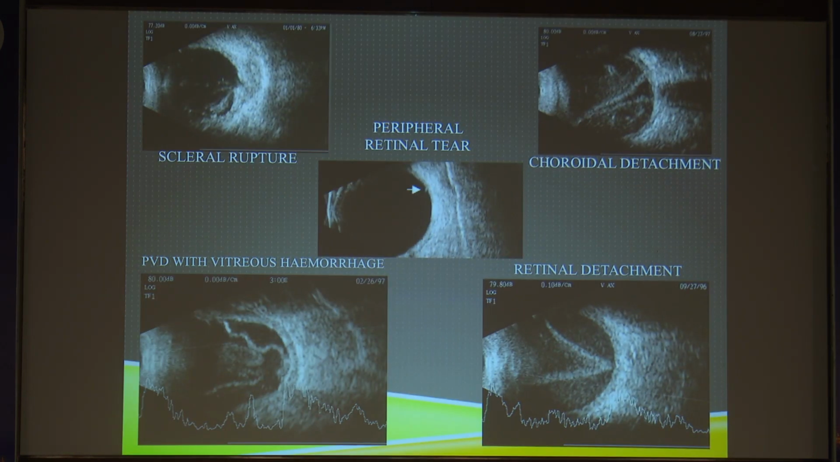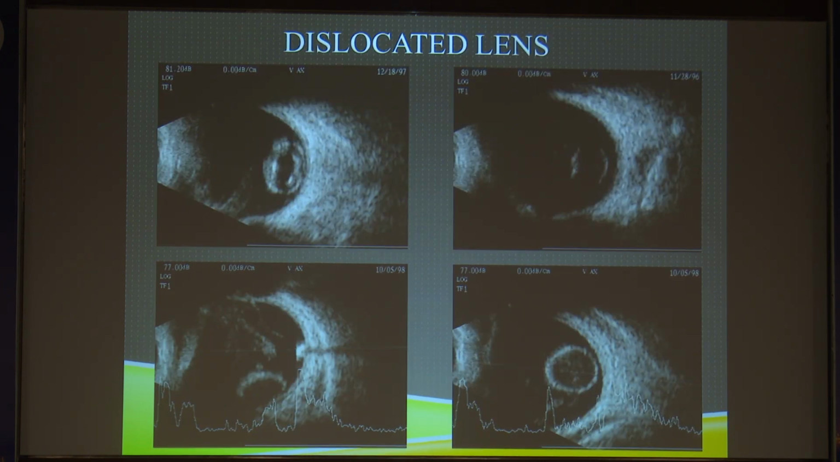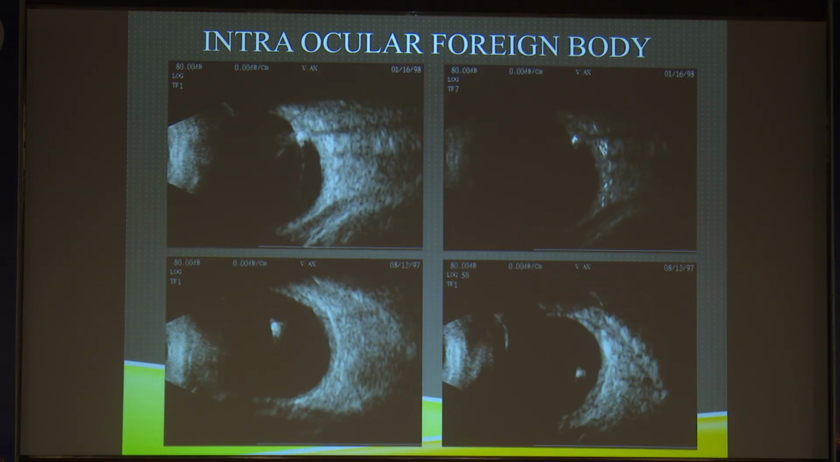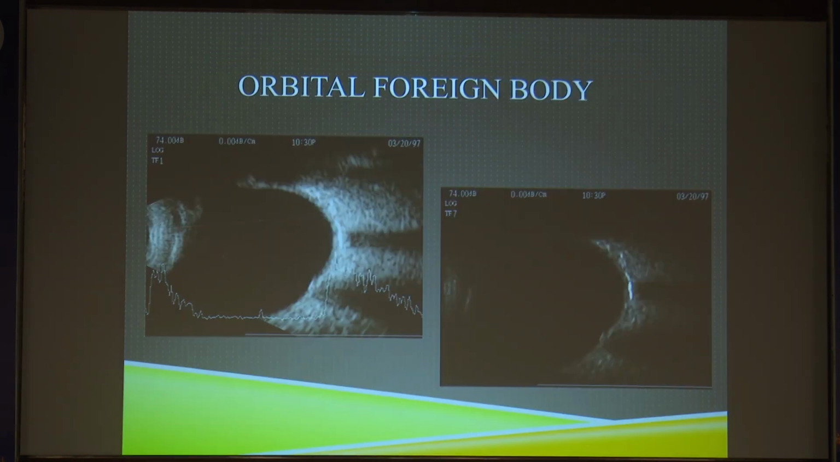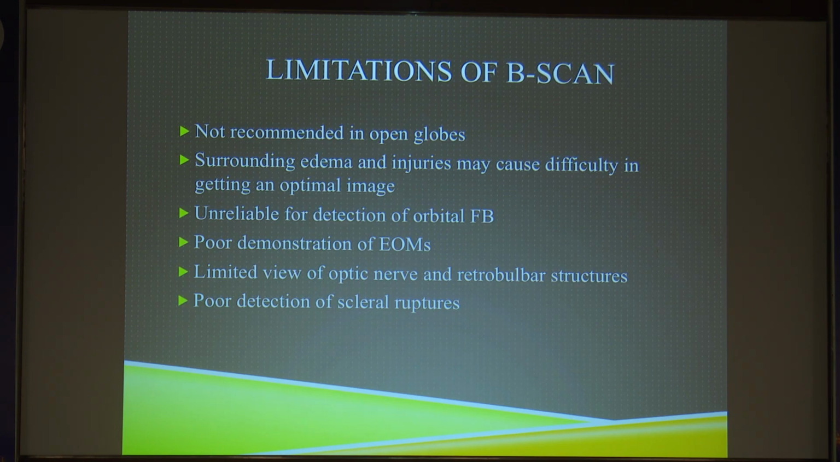B-scans will give you scleral rupture, peripheral retinal tears, choroidal detachments. You'll have PVD with vitreous hemorrhage and retinal detachments. All the associated signs can be seen here again. A presence of a dislocated lens, a presence of an intraocular foreign body in the orbit, which gives you a sharp shadow. The limitations are that it's not recommended in open globes.